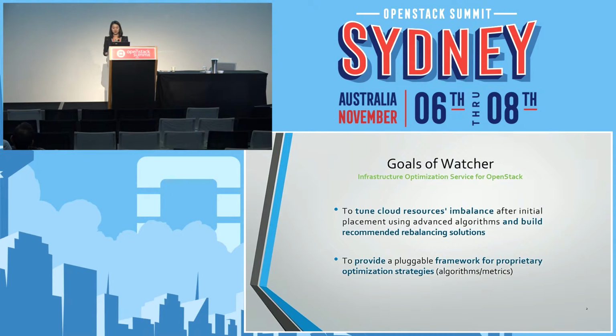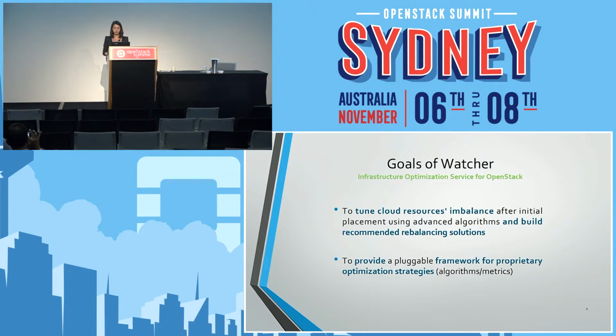So, what is Watcher? Watcher provides the resource optimization service for OpenStack. We all know that OpenStack has done a good job of placing virtual machines initially. We use the Nova scheduler to handle the initial placement, but what happens over time is that the cloud tends to become imbalanced. So how to rebalance the cloud resources and give rebalancing solutions, that's the first goal of Watcher.